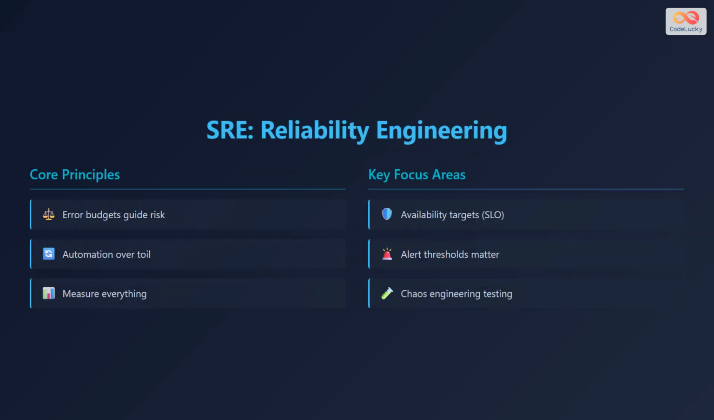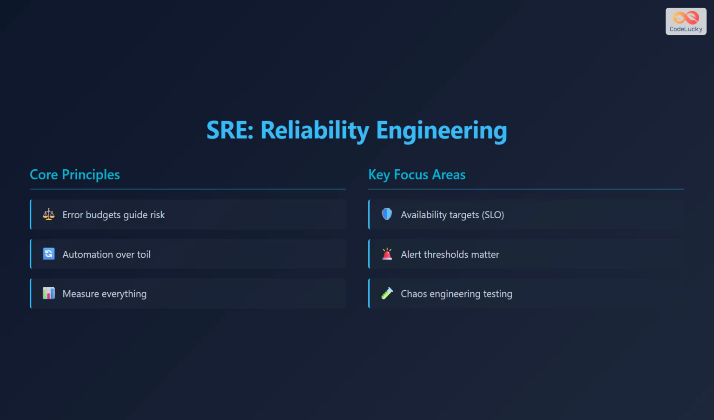SRE introduces several core principles that improve system reliability. Error budgets are a key concept where teams accept a certain amount of acceptable downtime based on their service level objectives. This guides risk-taking decisions about when to prioritize new features versus stability improvements. Automation over toil means replacing repetitive manual work with automated systems and scripts. Measure Everything focuses on comprehensive monitoring and observability.